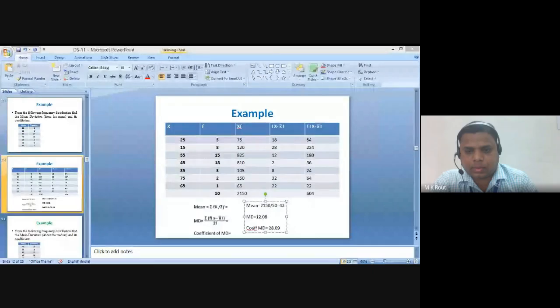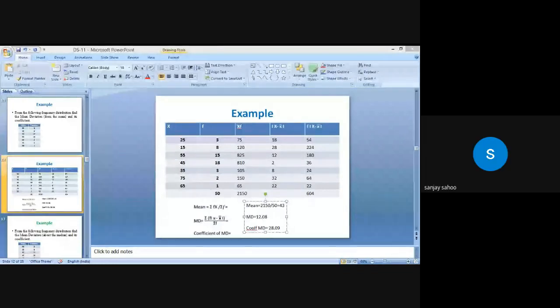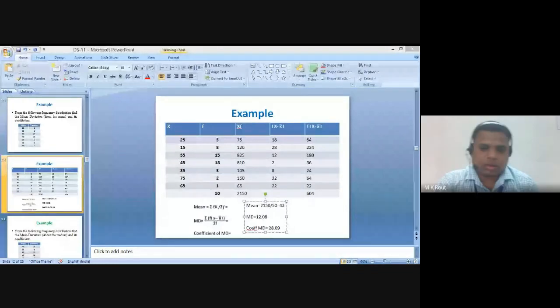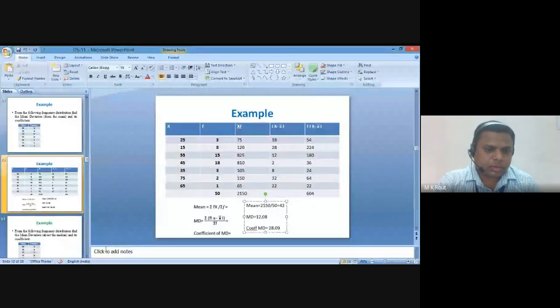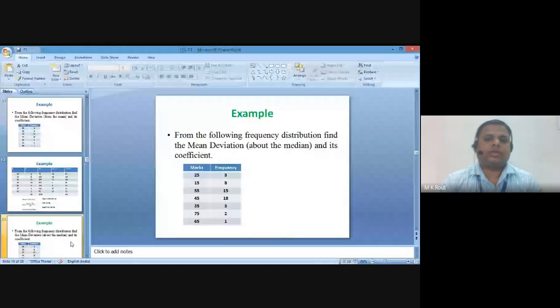Okay. The next is Sangram Kesari Sahu. 28.09, sir. Okay, good. Sanjay Sahu. 28.09. Okay, good. So let's solve another example. Here is another example: from the following frequency distribution, find the mean deviation about the median and its coefficient.